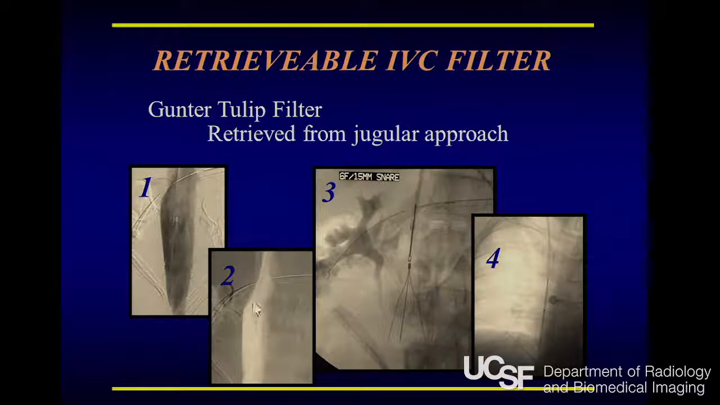You really can't make it out that well here, but you can see that we've come down and actually snared the hook of the filter, and what we do in this case is advance this larger sheath. We don't really pull the filter into the sheath, we advance the sheath over the filter to collapse the legs, pull them out of the wall of the cava, and then remove the filter through the sheath, or just remove the filter and sheath as one unit.